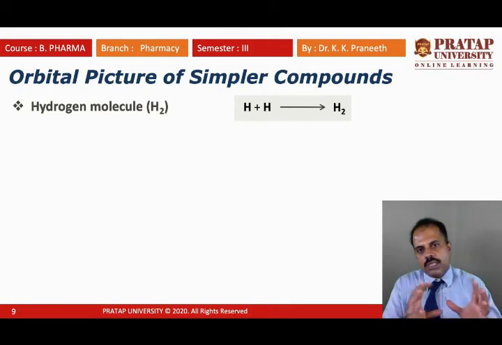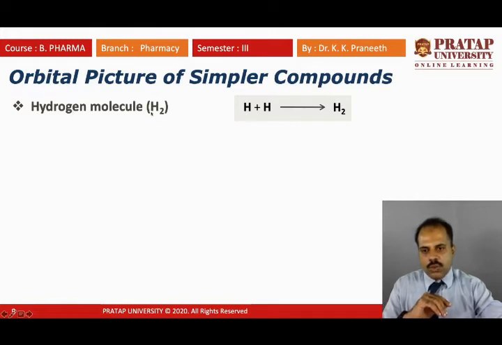It's only to understand the concept of the orbital picture. I am providing the orbital structure of the hydrogen molecule and one more simple molecule, which is water. So let's see the orbital picture of the hydrogen molecule. The hydrogen molecule is H2, right? It's a gas. It forms from two atomic hydrogens. Two atomic hydrogens combine to form one molecular hydrogen. This is shown in the reaction.